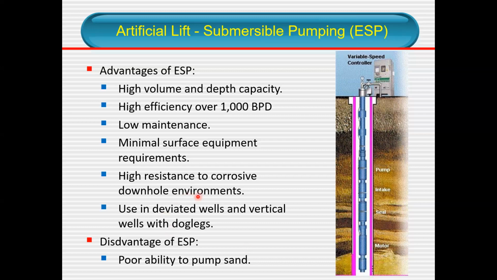High resistance to corrosive downhole environment. There are different types, so you must make sure that you choose the right one, depending on the fluid that is in contact with the ESP. Used in deviated wells and vertical wells with dog legs. Vertical means it is straightforward. Deviated means it slowly makes a turn, not immediately, as a deviated well itself, or it can change to horizontal wells.